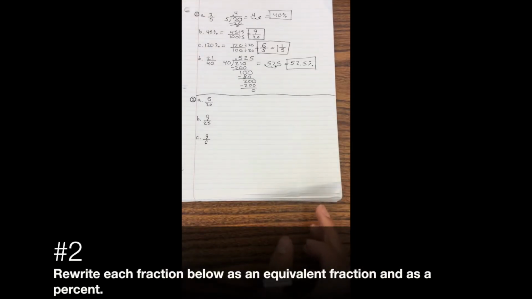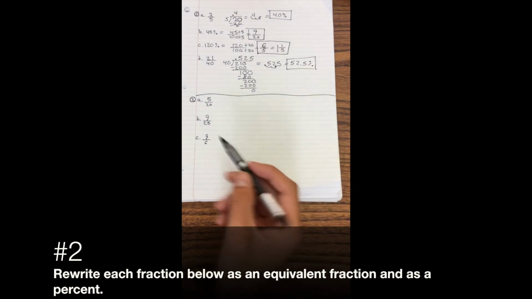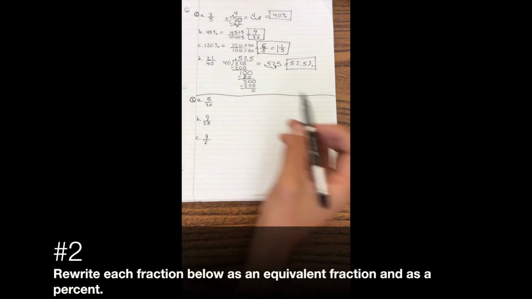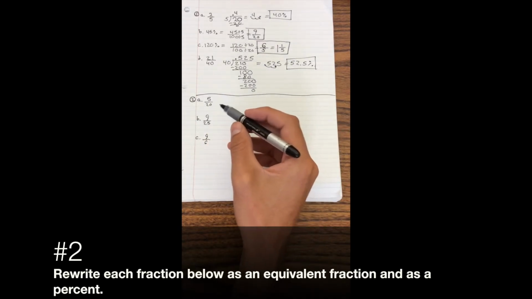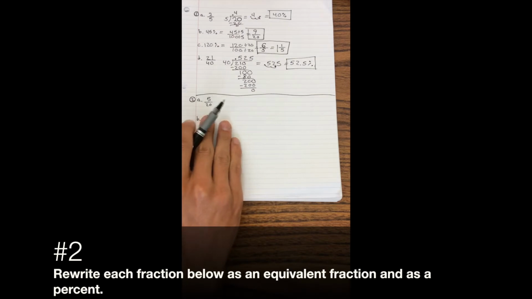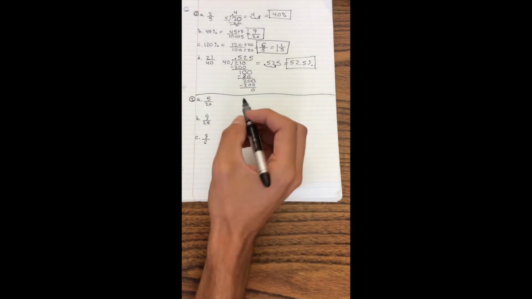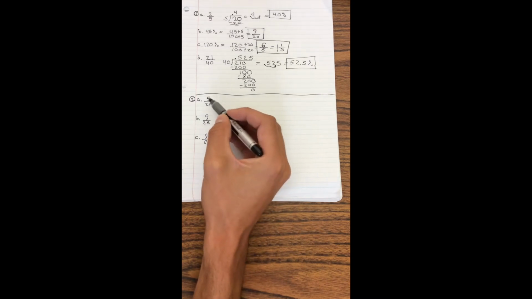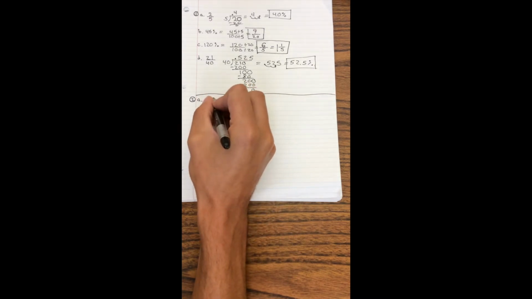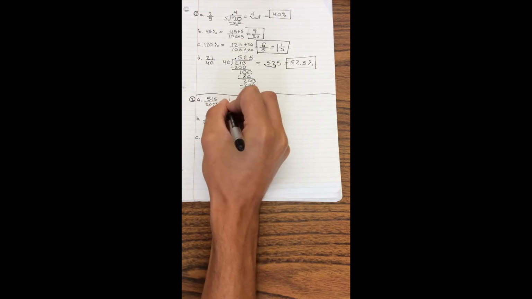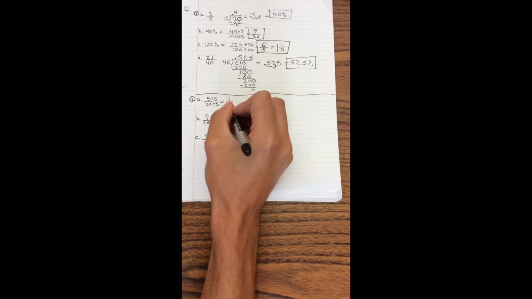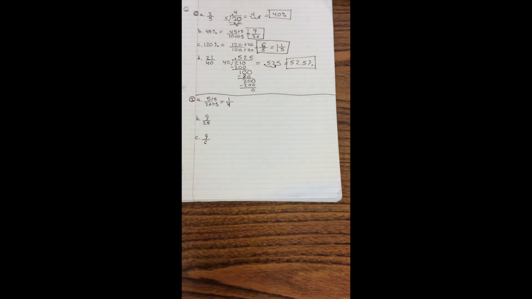Okay, on to question 2. Question 2 asks us to rewrite each fraction below as an equivalent fraction and as a percent. So I'm going to do the equivalent fraction first, and then we'll do the percent. So start with 5 over 20. I see that I have a number that goes into both the top and the bottom. 5 will go into both 5 and 20. So I can divide them both by 5. And that's going to give me 1 on the top and 4 on the bottom. I have 1/4.